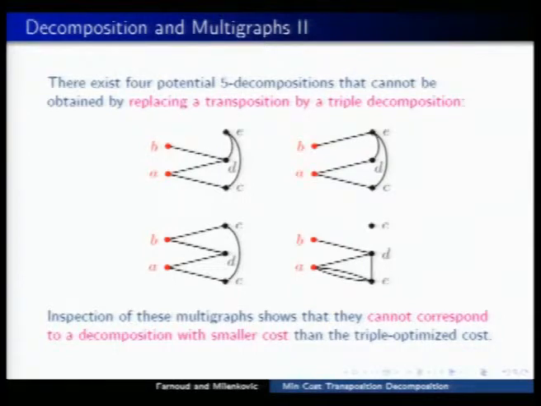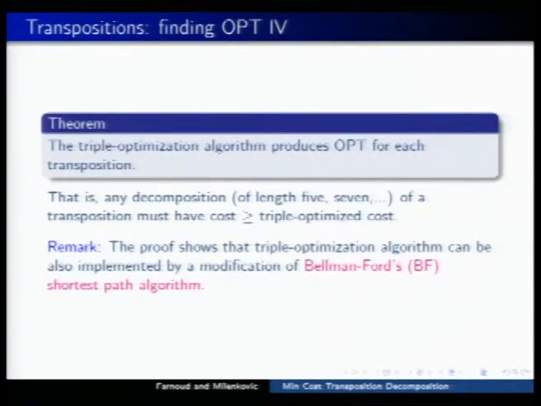Now, if you look at decompositions of a single transposition, you'll get some different multigraphs. But the good thing is that you can show that all these multigraphs represent decompositions that have cost higher than what you obtained with your triple optimization algorithm. So basically, we say that the triple optimization algorithm actually finds the optimum cost among all the decompositions of a single transposition. And an additional point here is that the proof actually shows that you can have alternative approaches. For example, you can use a shortest path algorithm to find the optimum decomposition.